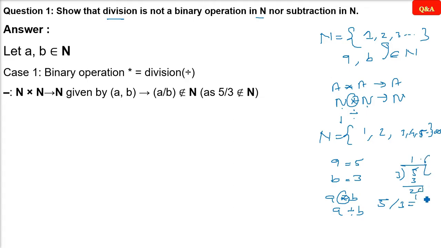So 1.666 it will come. So you get a decimal value, which is not a natural number. So the division is not a binary operation in N.